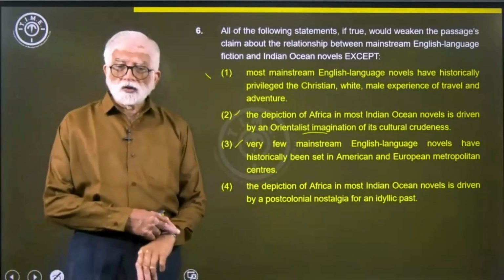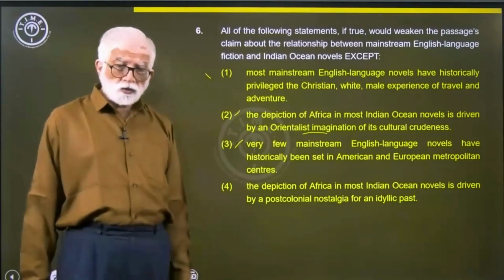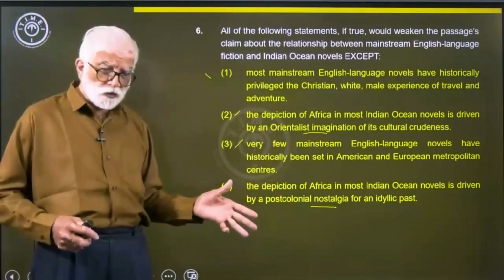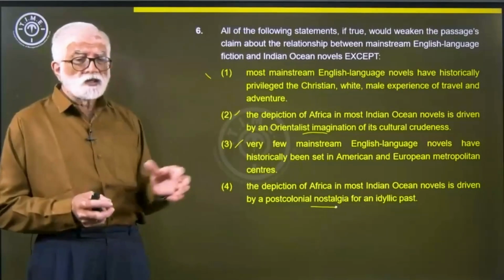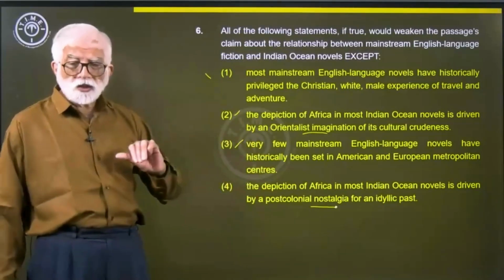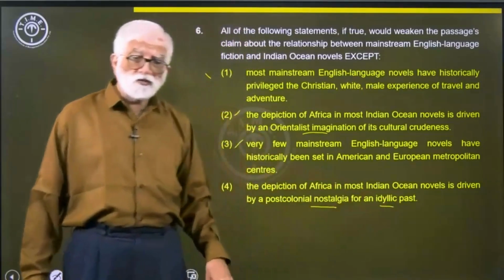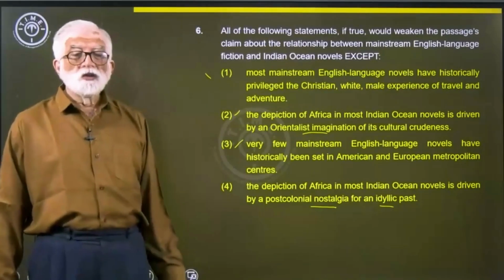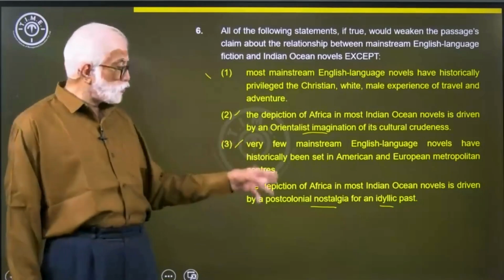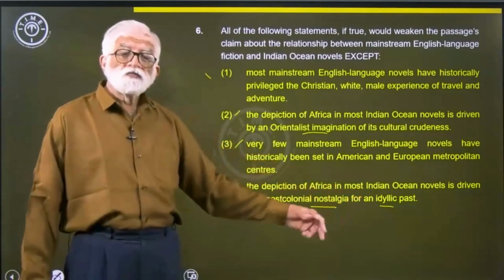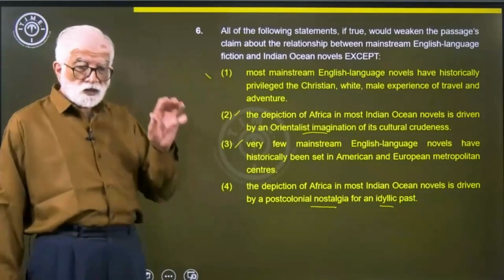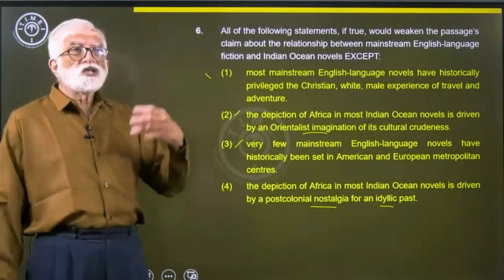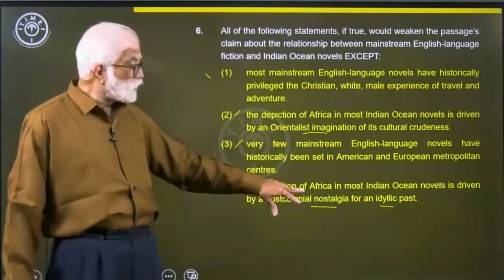The depiction of Africa in most Indian Ocean novels is driven by a post-colonial nostalgia for an idyllic past. No, the person says it's not just nostalgia. It's a recognition that there has always been a whole set of interconnectedness between the countries in the Indian Ocean area. And it's not just about an idyllic past. An idyllic past would be very perfect. The person recognized that the past is good in some places, but bad in some places: slavery, lack of freedom, and so on. So the point is, if the depiction of Africa were driven by nostalgia for an idyllic past, that would in some sense weaken the passage's claim. Because the passage claims that the history has been rich, and that it's not just people wishing the past would come back because it was such a wonderful past. But if this was true, it would defeat what the person is saying.